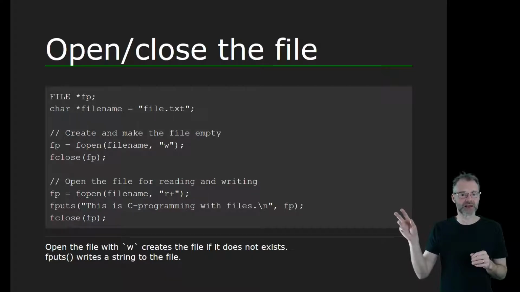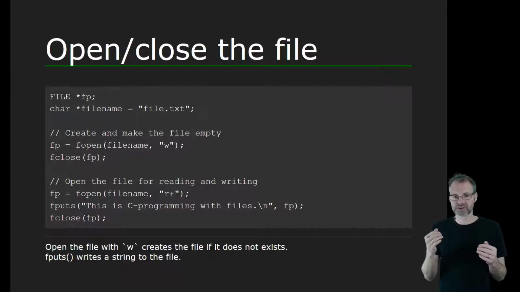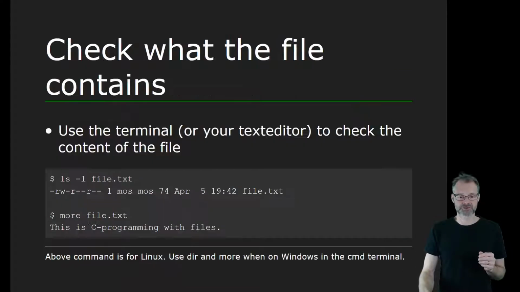And then I'm going to open and close it again, but this time I open it as a read file, or r+ in this case, because I'm going to write to the file also. So I'm going to use a function here, fputs, to put a string to the file pointed to by the fp here, and then I'm just going to close it. So that is how we open and close files, and actually also how we can write a string to the file.